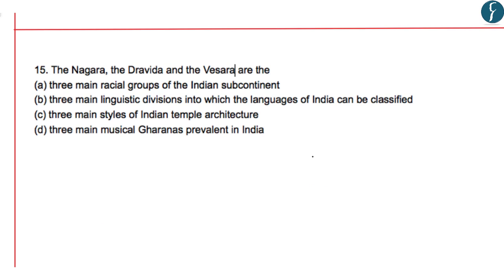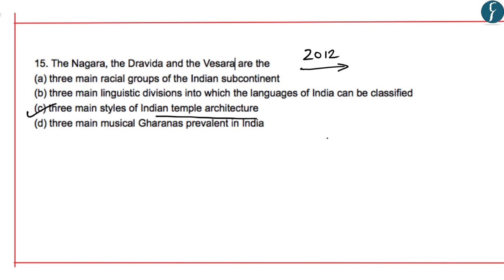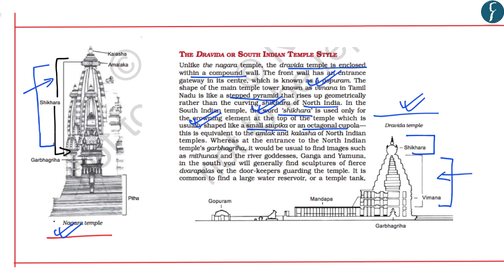Now, based on this, a question was asked in the UPSC in 2012. The question read: the Nagara, Dravida and the Vesara are... and 4 options were given. The correct answer was that these are the 3 main styles of Indian temple architecture. So we see that questions based on styles of temple architecture have already been asked in the UPSC prelims examination. On this note, it becomes important to know about the Nagara style of temple architecture as well as the Dravida style of temple architecture.